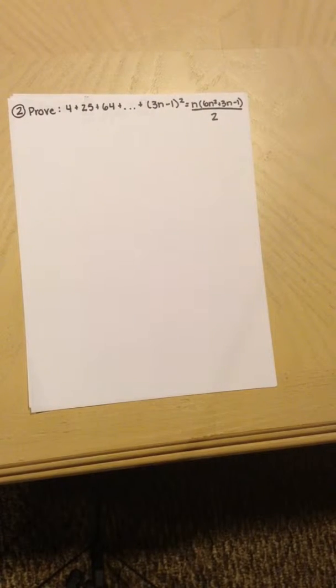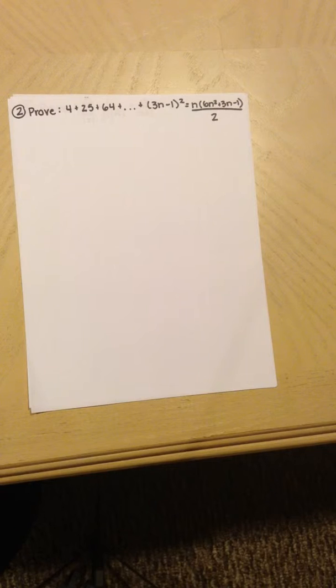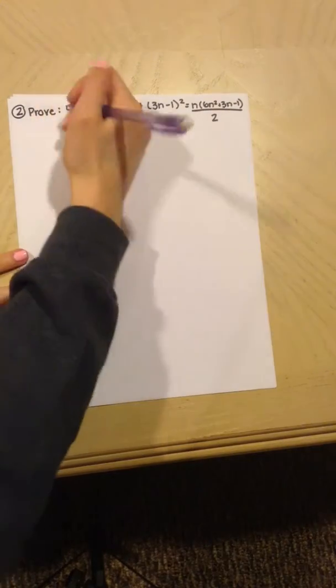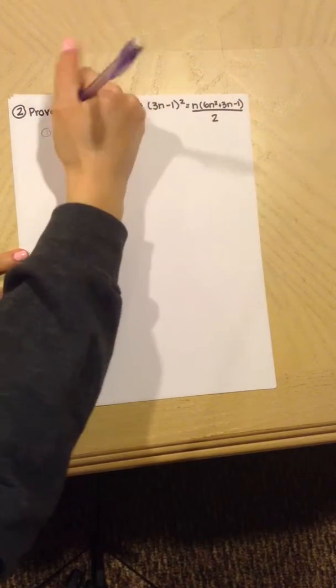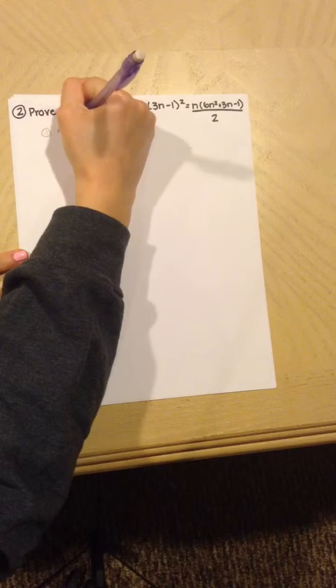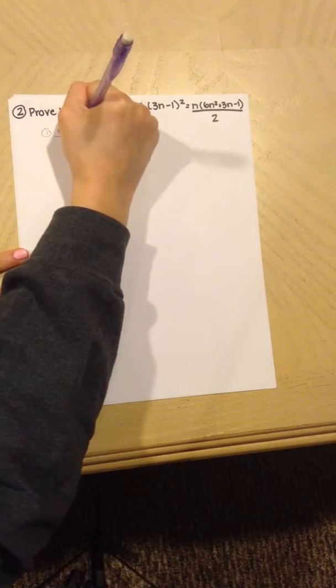So for this next problem, we have 4 plus 25 plus 64 plus 3n minus 1 squared equals n times 6n squared plus 3n minus 1 over 2. So for this one, we're going to start by proving for n equals 1.